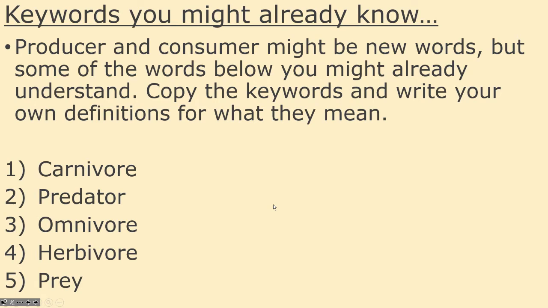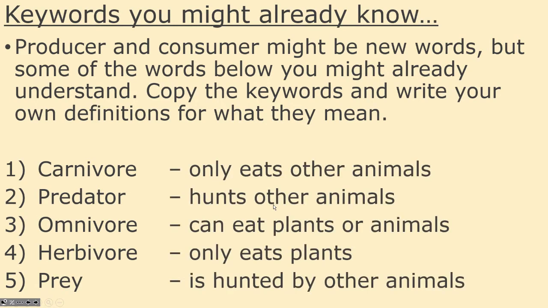Okay, so the proper definitions for these words: carnivore only eats other animals. That "only" part is important. Carnivores only eat other animals. Predators, they will hunt other animals. Omnivores can eat plants or animals. They might not eat both all the time, but they are able to survive on a diet of plants or animals, or a mixture of the two, for quite a long time.